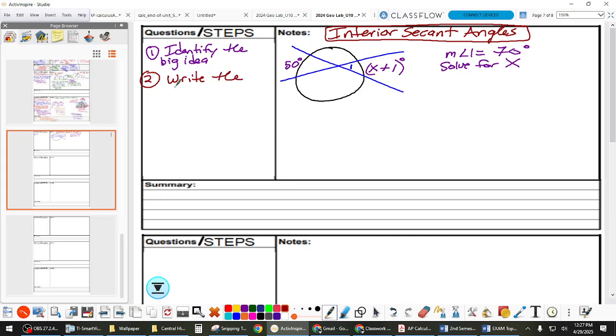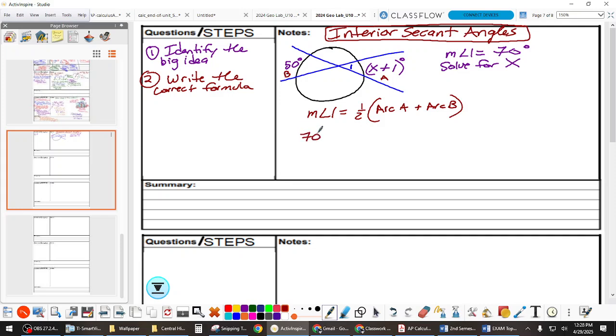So write the correct formula for this. Measure of angle 1 equals 1/2. Is it always going to be 1? No, think of a problem like it could be angle A or angle CDH or whatever. So arc A plus arc B, I don't know, it doesn't have to be exactly what we wrote. If we call that arc A and this arc B, right?